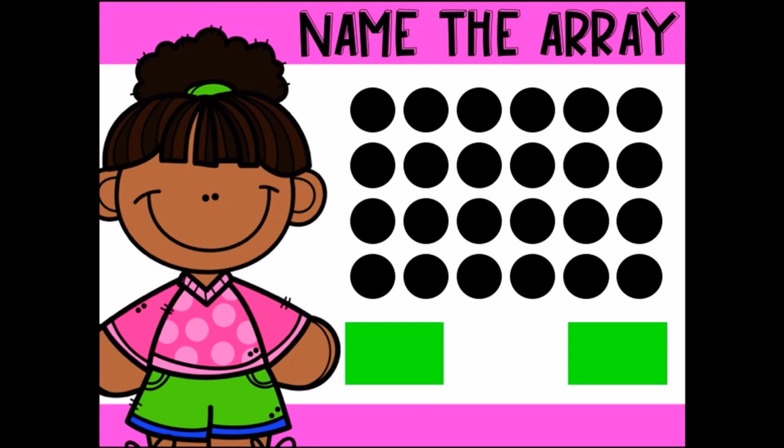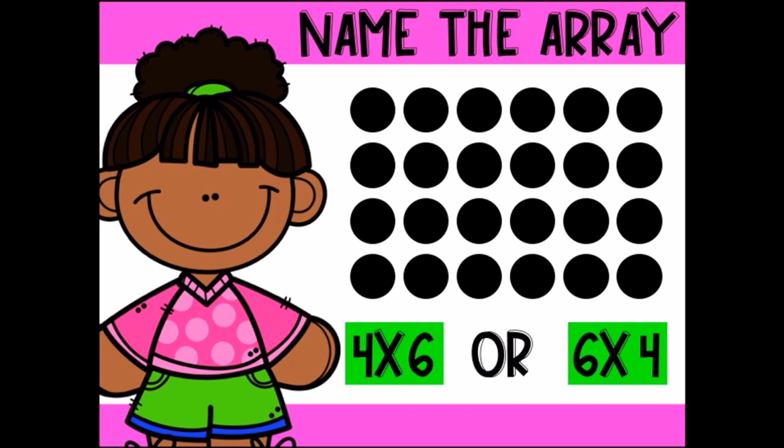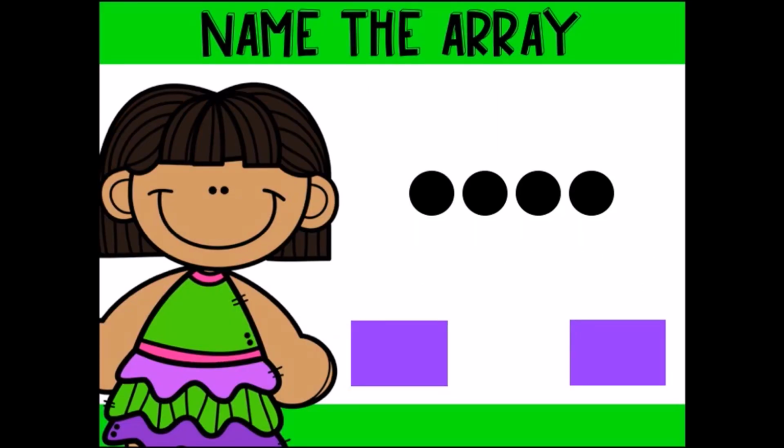Count carefully. The answer is 4 times 6 or 6 times 4. If you got that, air high five. All right, you should be writing these answers down on a piece of paper or a whiteboard, something to help you practice with, because the more you practice, the better you're going to do.